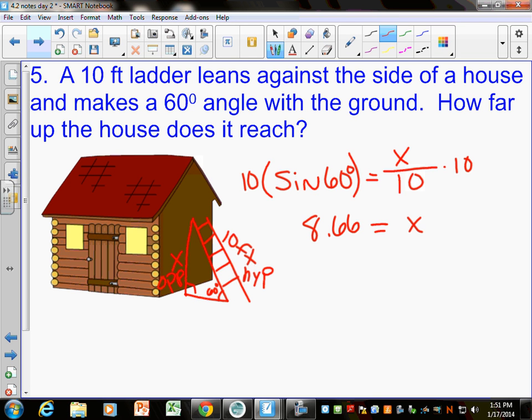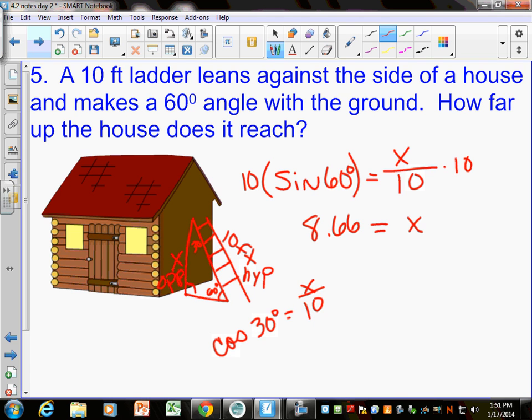You could have also said, if this is 60, do you know this is 30? Could you have said the cosine of 30 degrees would be adjacent over hypotenuse? You would have another problem, and when you solved it, you'd get the same answer. As long as you pick an angle and you set up the right trig function, you're going to get the same answer. Does that make sense a little bit?